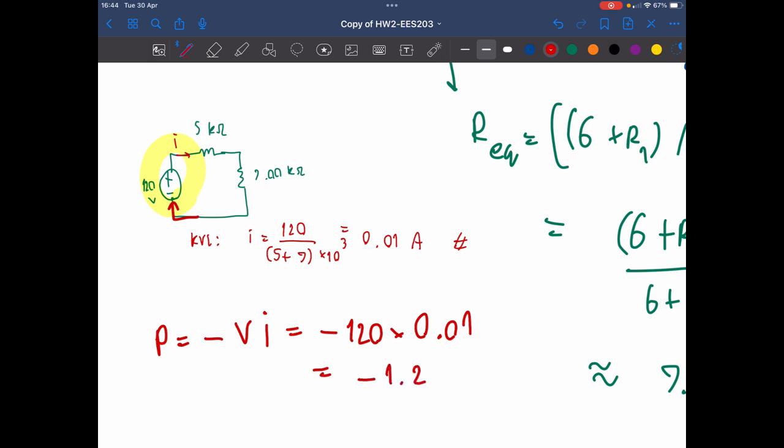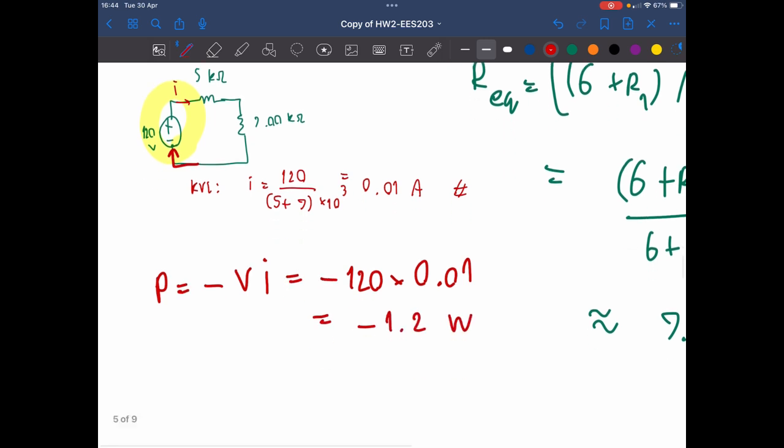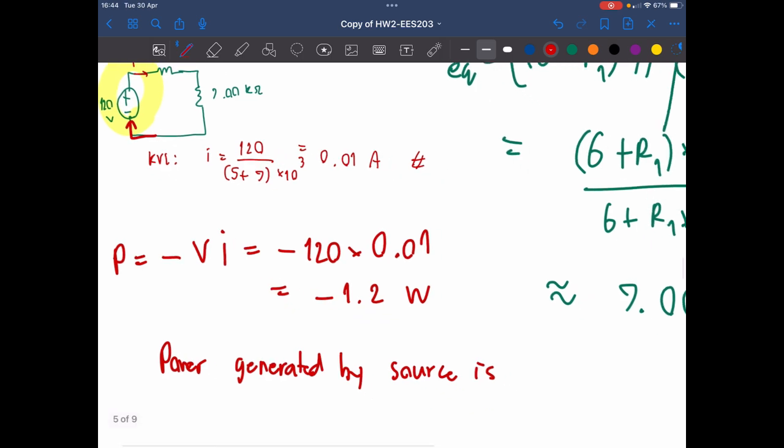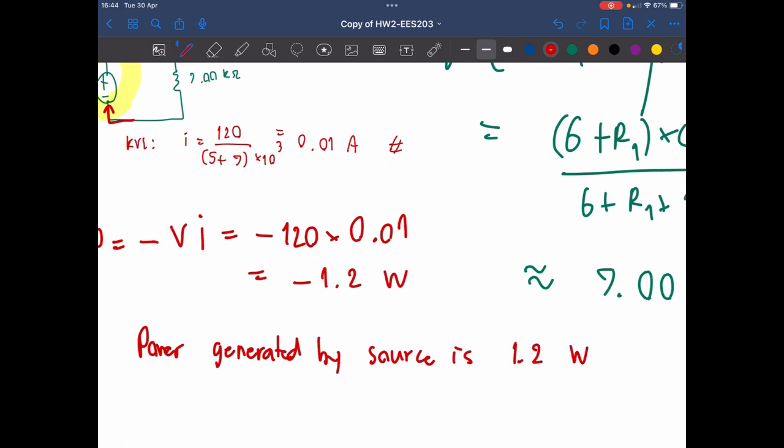and then we get minus 1.2 watts. So in the end, the power generated by the source is 1.2 watts.